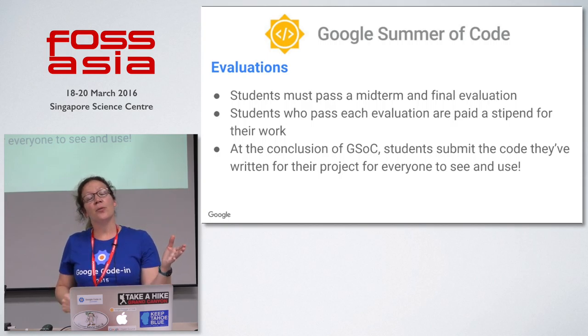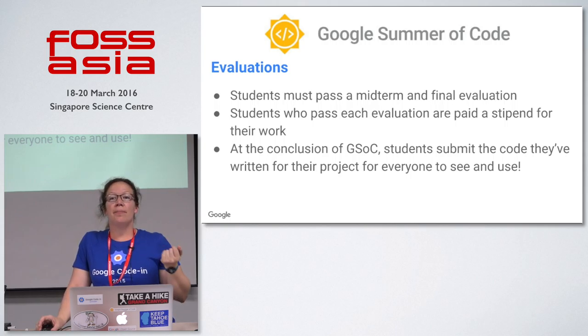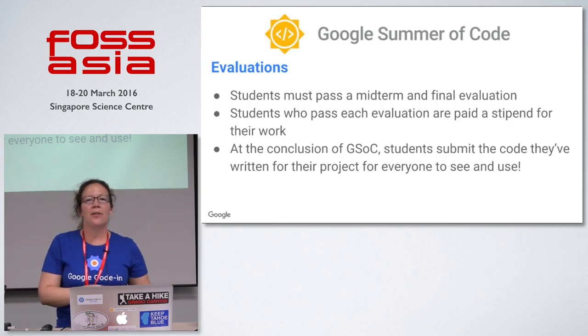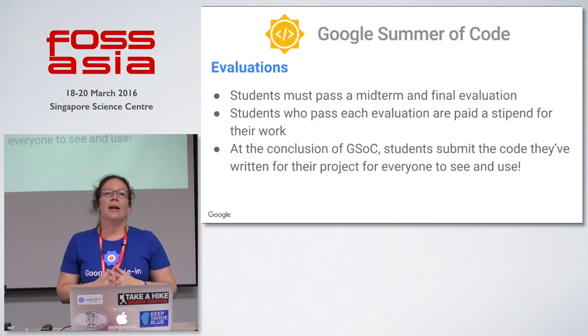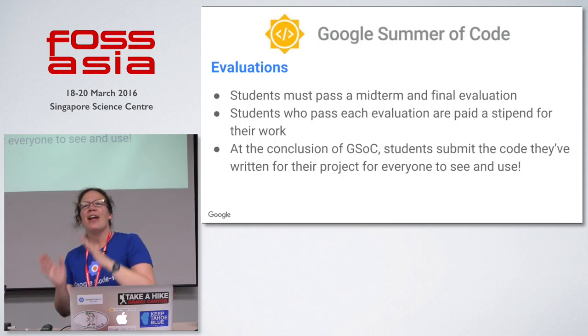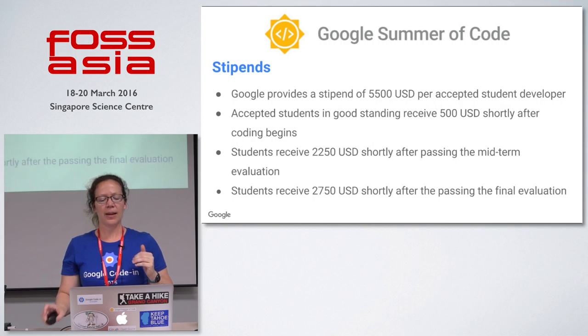And then for the mentor, we ask them, okay, how was your communication with your student? And should the student pass or fail? And so if the mentor says, oh, my student's doing a great job, they're meeting all their milestones, they should pass. Great. Okay, then at that point, all the people who pass the midterm will receive another $2,250. All right, and then phase 2 of coding starts. The last half of the program will start.